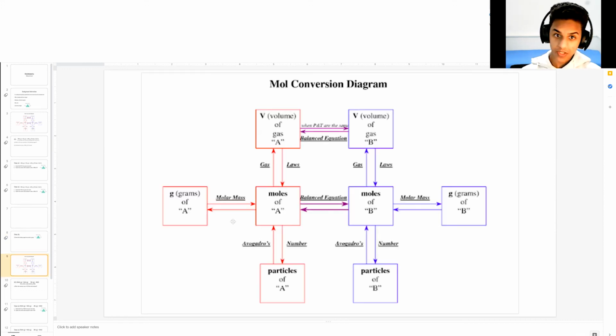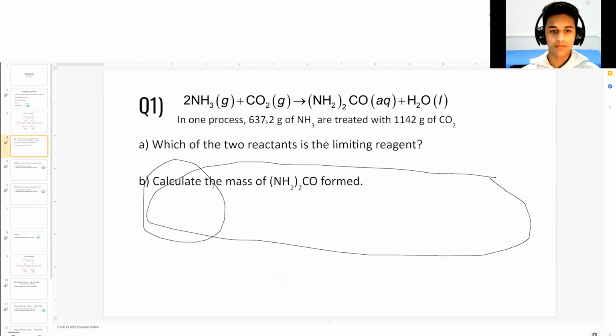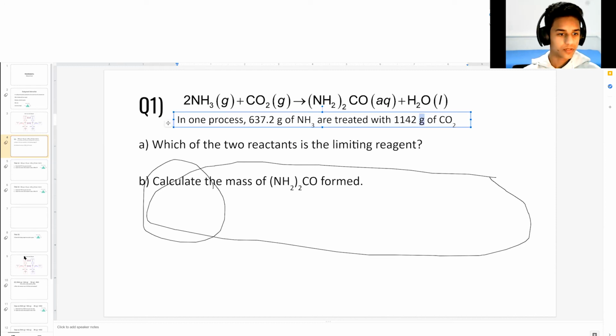Now let us get back to the mole conversion diagram. So we said that we're using these four steps. And believe me, you're gonna thank God that this is found on our planet for stoichiometry. This is everything. It's nice. I love it. If you notice, these are the steps that we have made. First of all, we got the givens in grams, which were the 637.2 and the 1142. They were in grams, if you noticed.